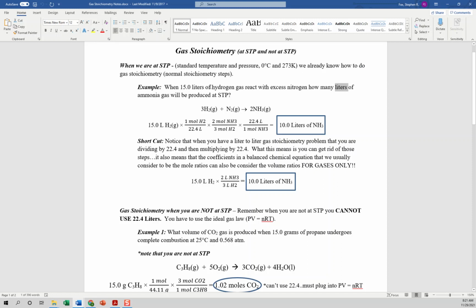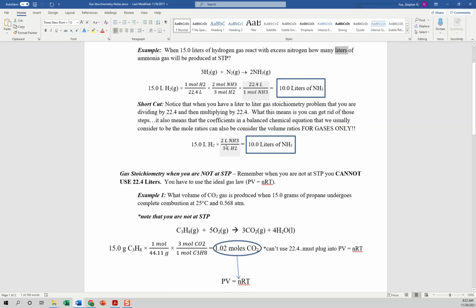If you're going from volume of one gas to volume of another gas in a stoichiometry problem, then all you have to do is multiply by the mole ratio, because the mole ratio in our balanced equation is going to be the same thing as the volume ratio for gases. It's only for gases. Notice the setup here, we divided by 22.4 to get moles of hydrogen, and then once we multiply by our mole ratio, we have moles of ammonia, and then we multiplied by 22.4. So you divided by 22.4, you multiply by 22.4, let's just skip that. All we had to do was multiply by that ratio. So the mole ratio is the volume ratio.